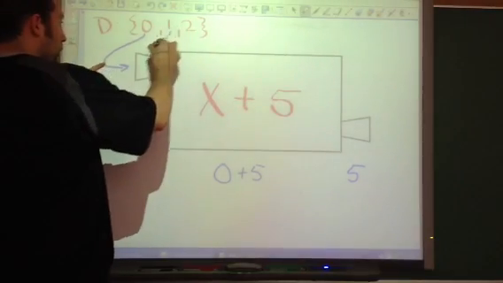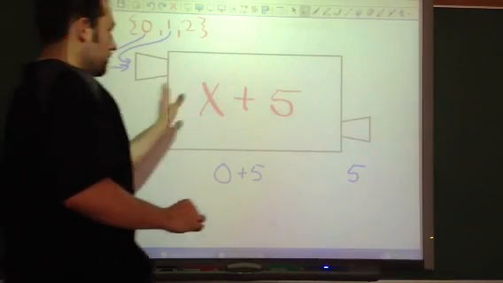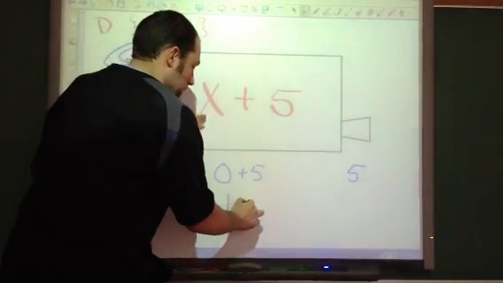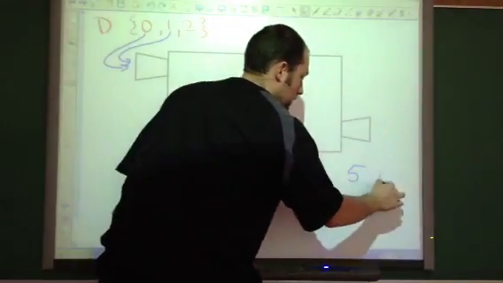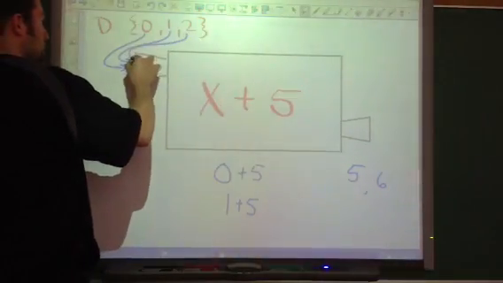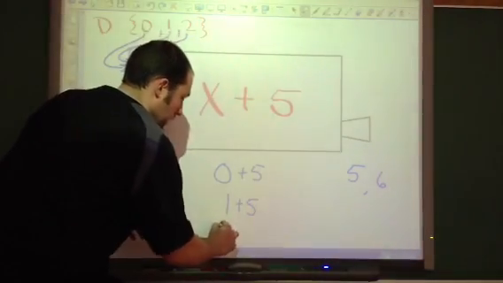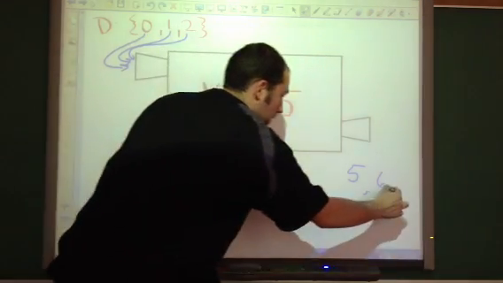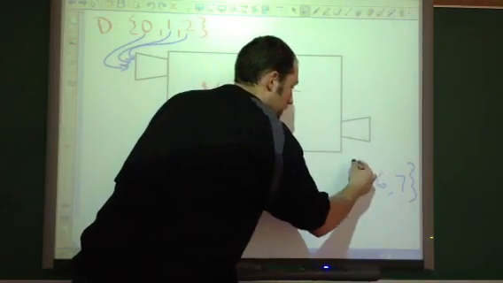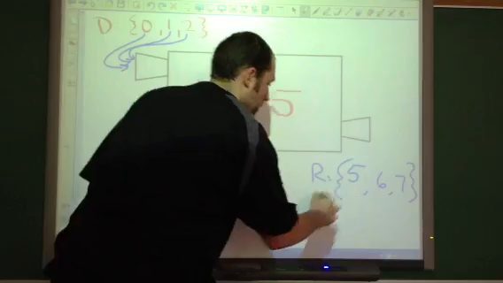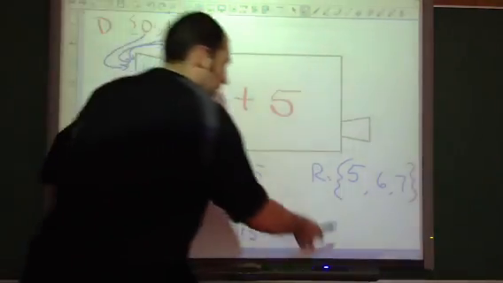Then it plugs in 1. You plug in 1. 1 is now your x. 1 plus 5 gives you 6. And then lastly, we plug in 2 to our function. And 2 plus 5 will give us 7. This is your range. Your domain is your x, your range is your y's.